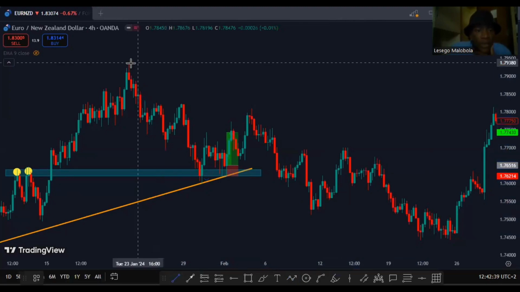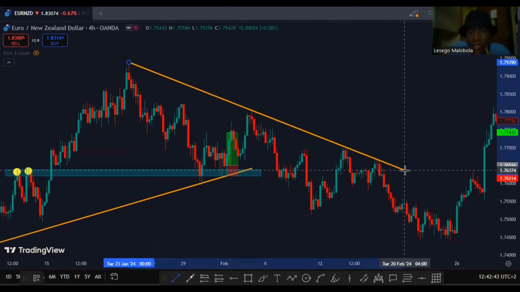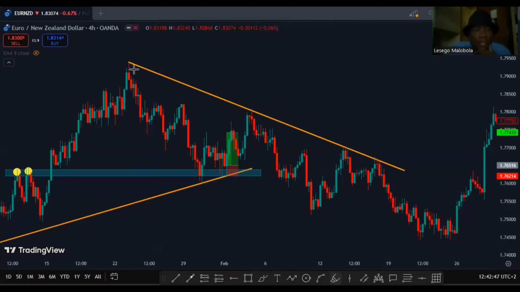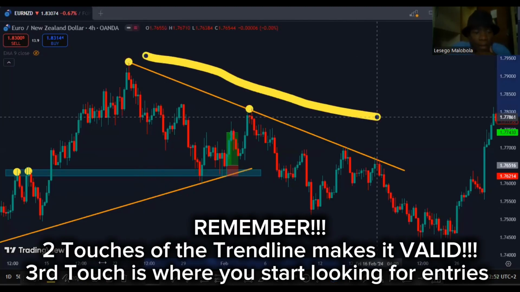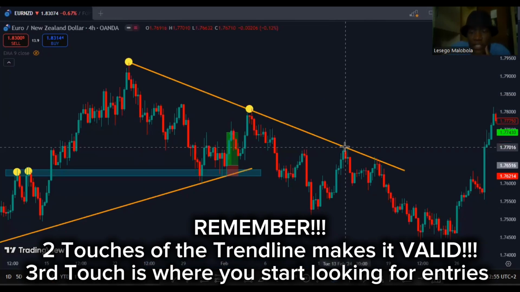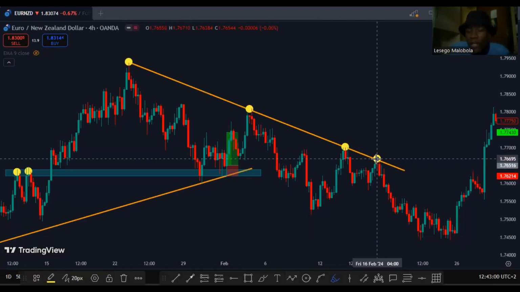So if we try to connect our trend lines from here all the way to the downside there, we can clearly see that we have a clean market structure guys. Why do I say that? Simply because we see that we have a first touch here, second touch guys, which confirms this whole trend line, and now we have a third touch right over here, which is where we start looking for our entry point. We even have a fourth touch guys, you understand me?